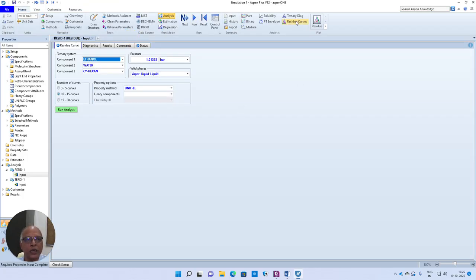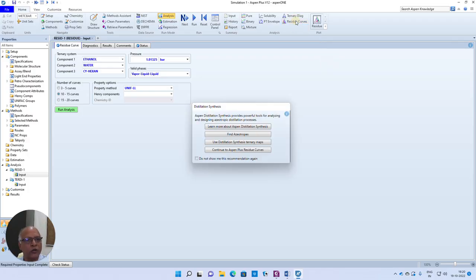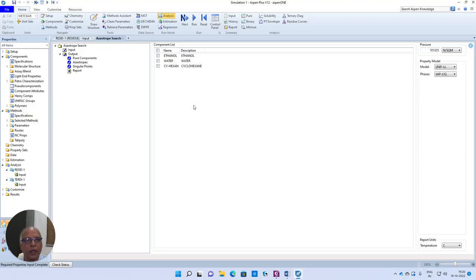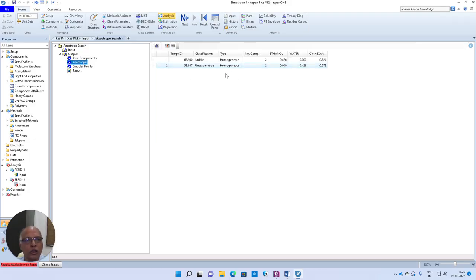And one more thing that you can see, press residue curves or ternary diagram and let's say find azeotropes. Now I would like to find all the possible binary azeotropes among these three components. Having selected this, now you can see what are the possible azeotropes. Now there are two possible azeotropes that are forming. One is ethanol cyclohexane with this composition, and the other azeotrope is between water and cyclohexane.